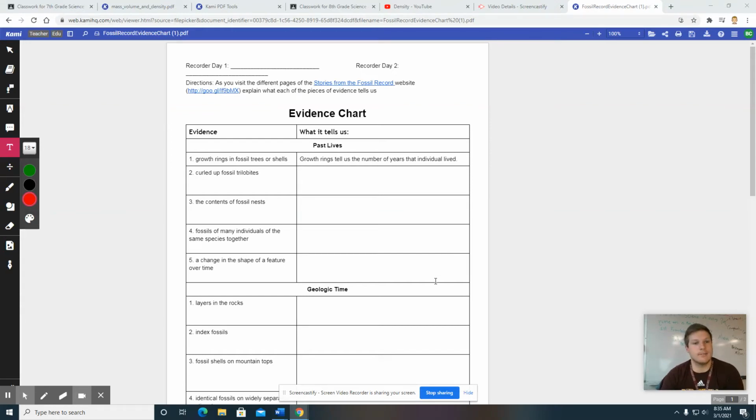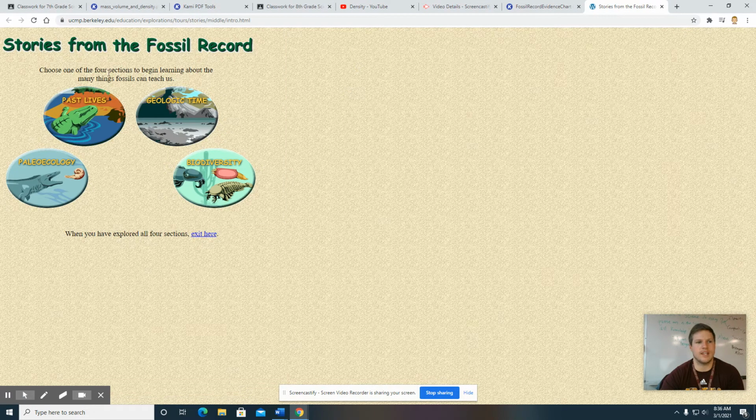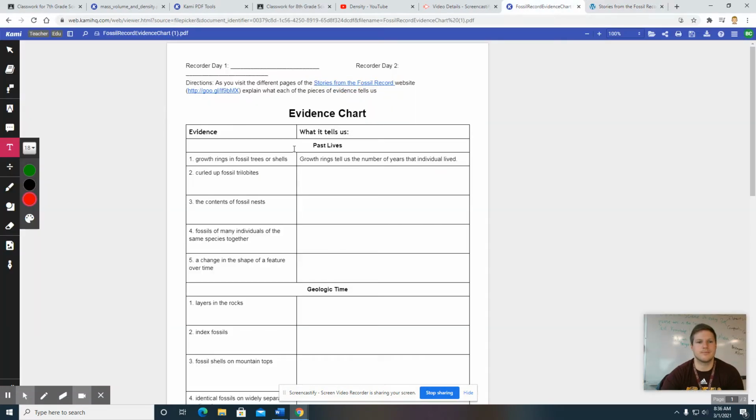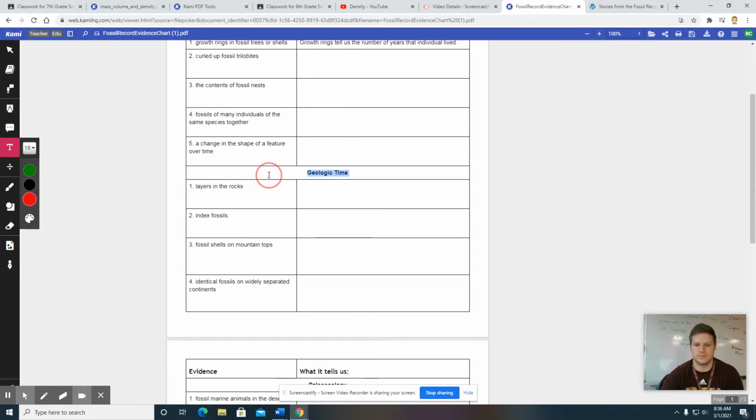So now what we are doing is looking at an interactive way to review stories from the fossil record, okay? As you go to this link, this will take you to these 4 different sections here. If you look here, we have past lives, geologic time, paleoecology, and biodiversity. You go back, you look, that's going to be your headlines for each one of these. Okay?